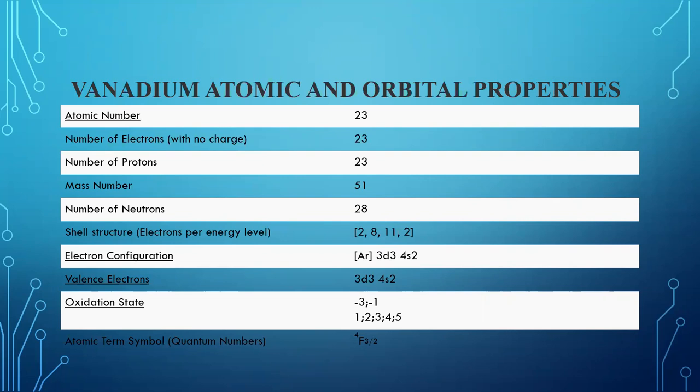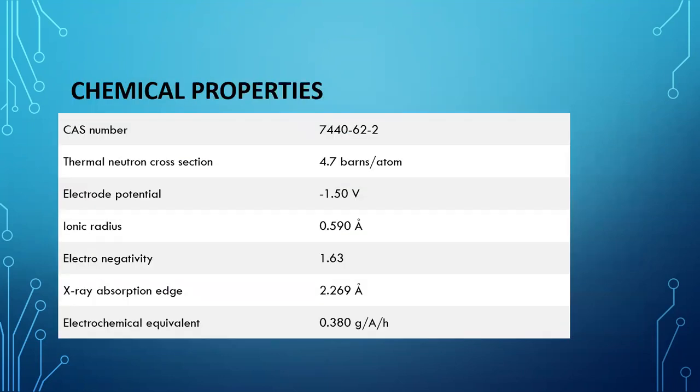Its atomic number is 23, number of electrons 23, number of protons 23, mass number 51, number of neutrons 28, shell structure 2-8-11-2, electron configuration [Ar] 3d3 4s2, valence electrons 3d3 4s2, oxidation states -3, -1, 1, 2, 3, 4, 5, and in the end atomic term symbol 4F3/2. Next one is chemical properties.